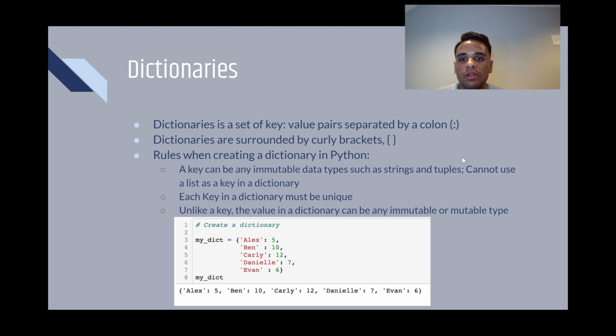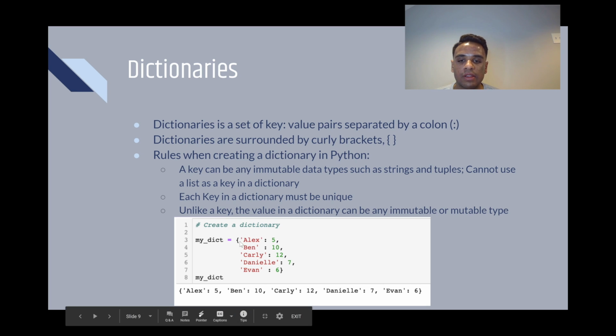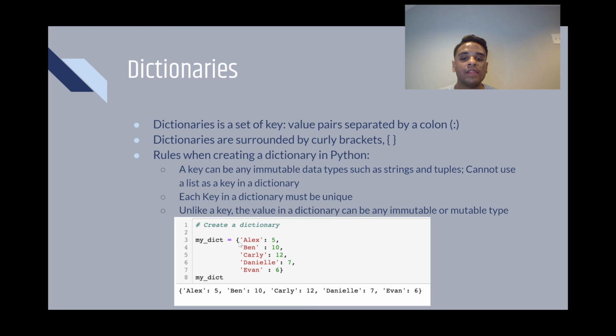And here are some of the rules that we need to know when we create a dictionary in Python. A key can be any immutable data type such as strings and tuples. Meaning if a key can only be immutable types, you cannot use a list as a key. So for instance, Alex would be valid for a key because it's a string, but you cannot put square brackets around this and make it a list. You cannot use mutable types as a key. That is a big no-no.